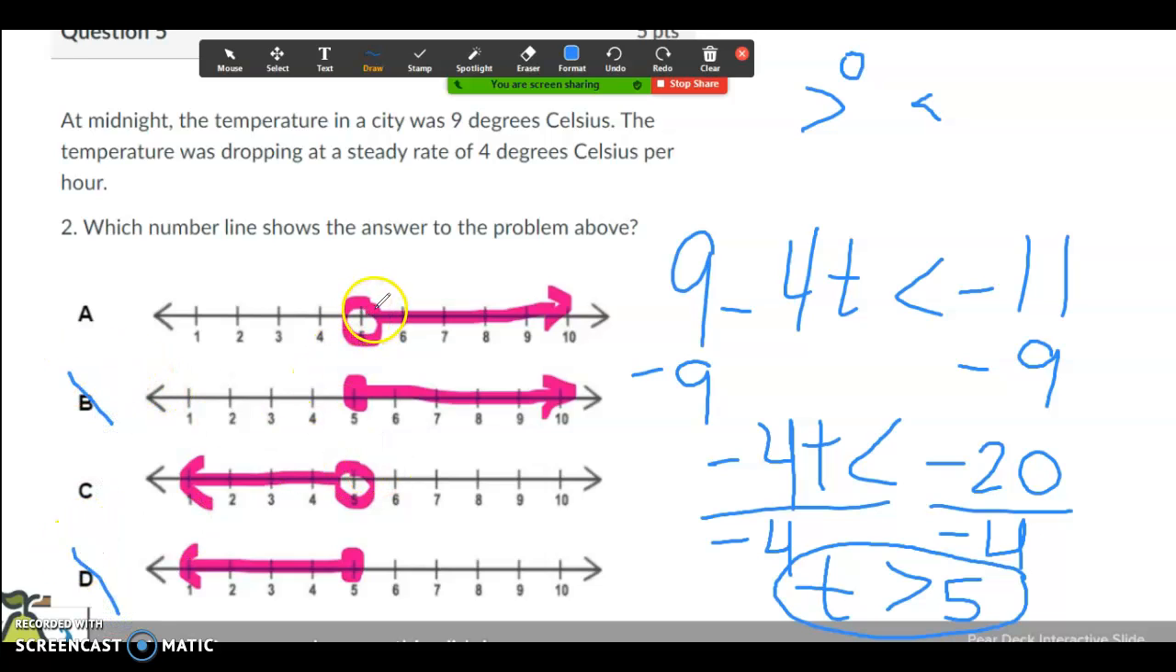Now I'm going to start at 5. Okay, 5 here and 5 here. And t has to be bigger than 5. So it has to be like 6, 7, 8, 9, 10. So it's going to be going this way. So our arrow that's going to the right is A.